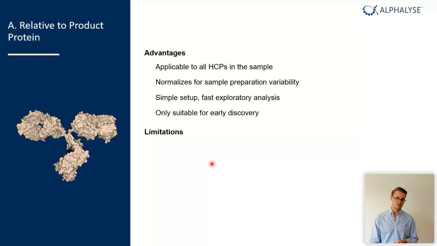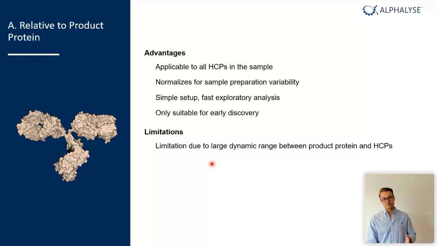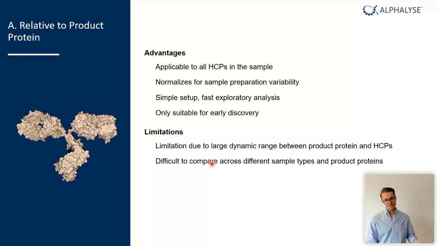However, it is only suitable for early discovery, which would be one of the downsides of this method as well. On the limitation side, there's a large dynamic range between the product protein, but also the HCPs. So that can cause some issues. It's difficult to compare across different sample types and product proteins because, as you saw in the earlier figures with the precision, for example, depending on the reference standard and the method used, you will get different results. So if you want to look across some different projects or different biologics, this would not be possible with this method.